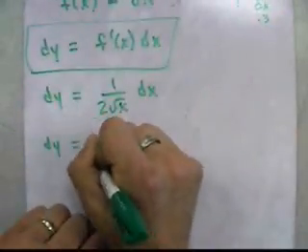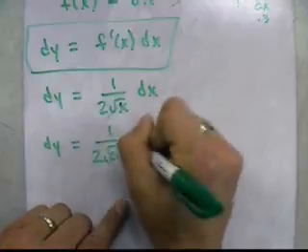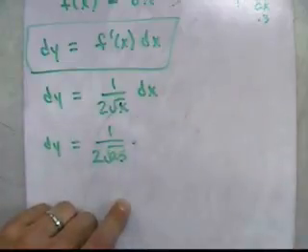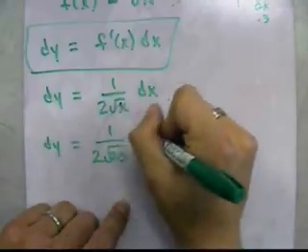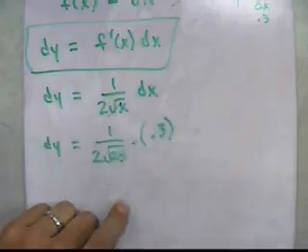I'm going to go 1 over 2 times 25 multiplied by dx. Okay, and dx is my change in x, how much I decided to change it, which is how big? 0.3. Okay, so I'm going to multiply this by 0.3.